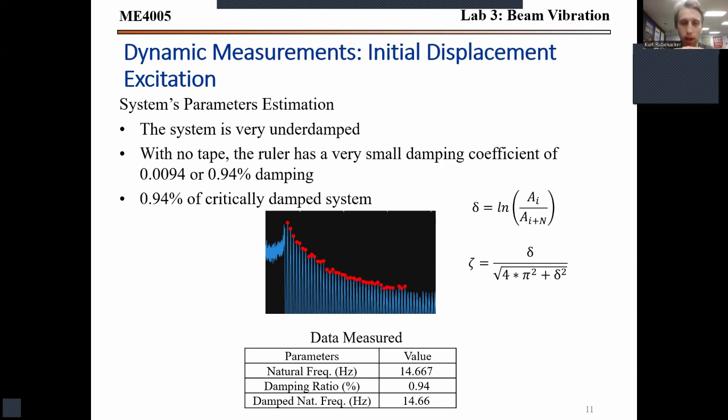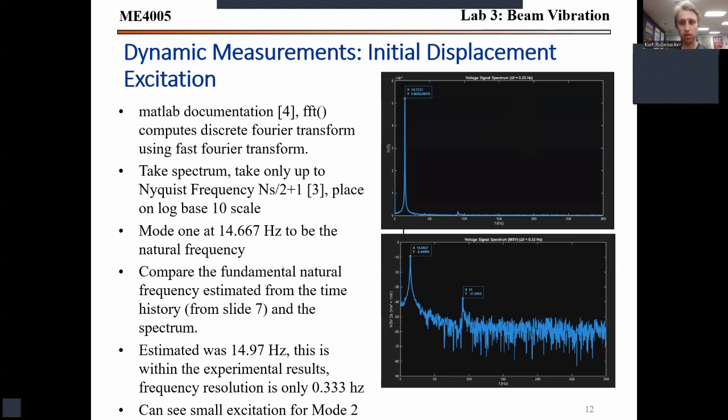With no tape, it became 0.94% damping, which is very underdamped. It's about 1% of a critically damped system. And from the natural frequency of 14.667, it just barely decreased to 14.66, which is almost nothing.